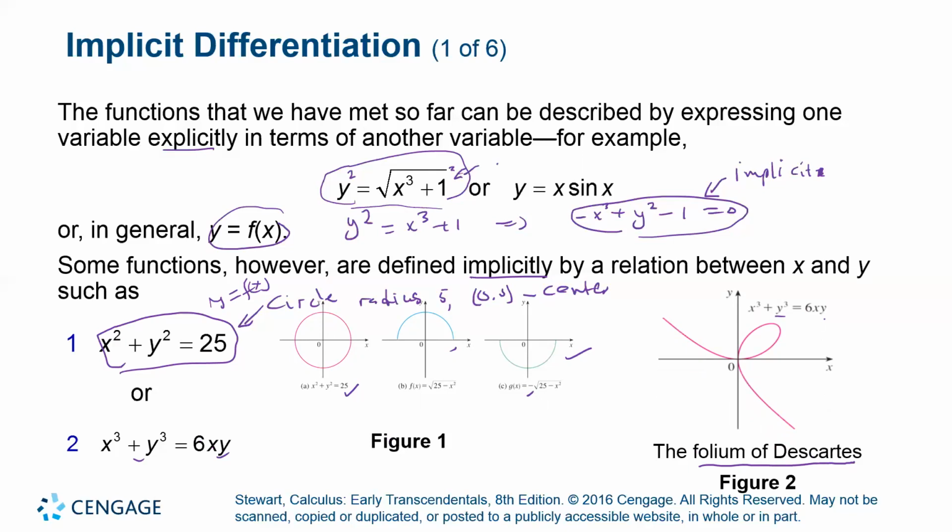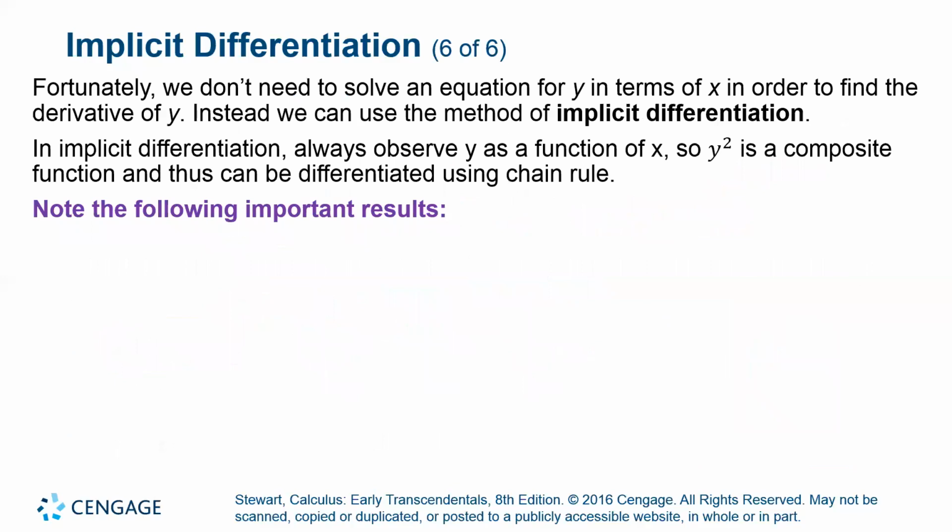In the sciences and engineering, there are a lot of phenomena where the functions that model the situations are expressed implicitly. Therefore, we must be able to handle such functions. Fortunately, there's a way to go about this, and that is called implicit differentiation. Always observe, as I mentioned, y is a function of x. So if you have y squared, it's a composite function, and therefore we use the chain rule for that.